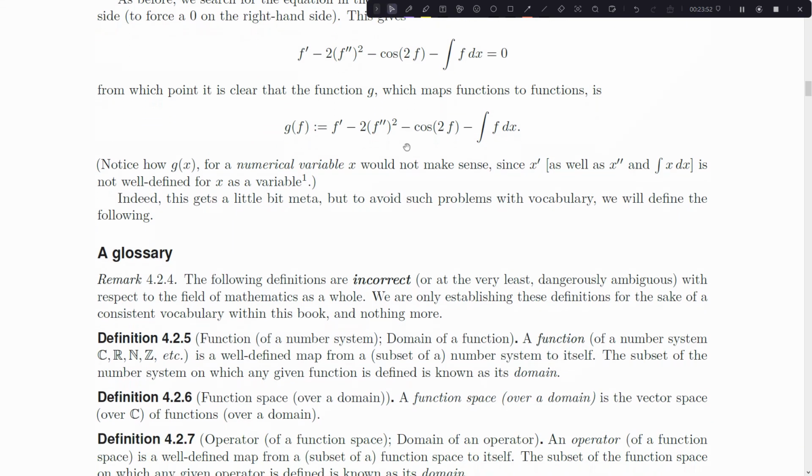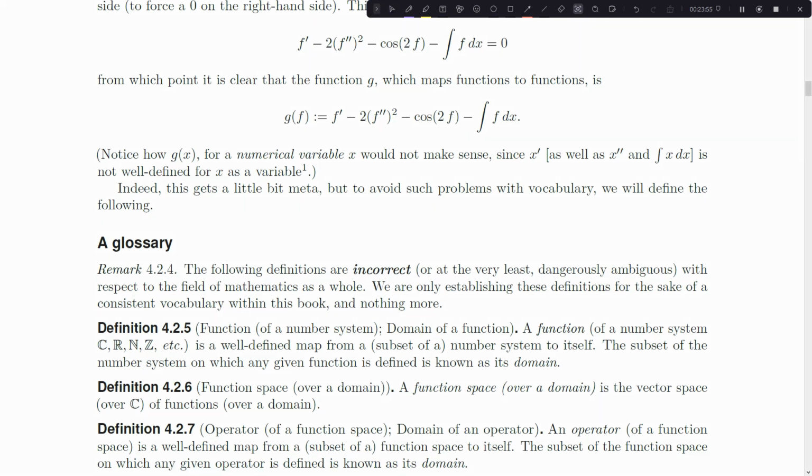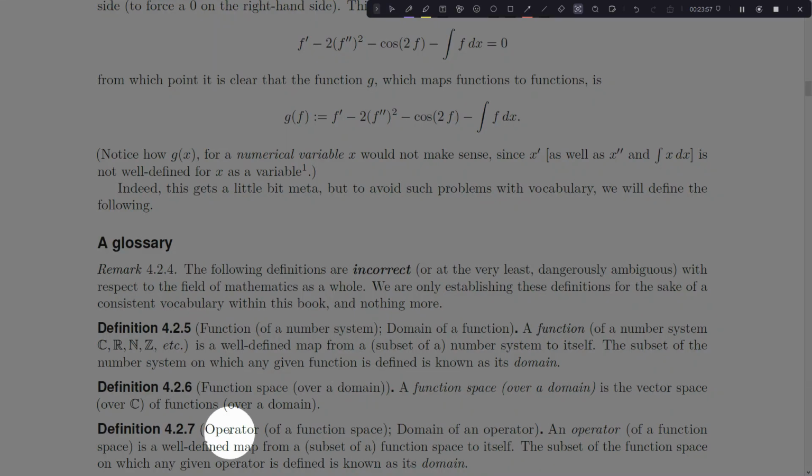Then I'm going to define an operator, and I know you've all heard this term before, but you've probably not known exactly what it means. I'm going to define an operator, and that's going to really be my functions of functions. Okay, so the operator is going to be something which computes over a function space. And that's going to be the well-defined map from some subset maybe of a function space to itself. And the subset of the function space over which any operator is defined is known as its domain.